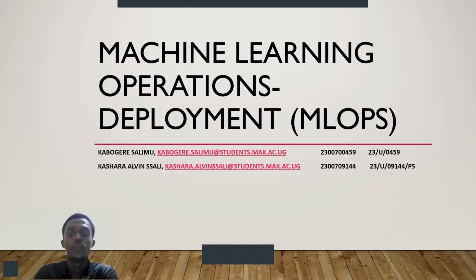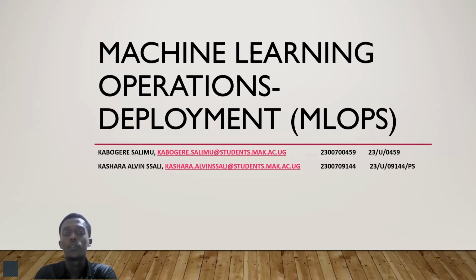My name is Kasha Alvin Sali, and we're doing a machine learning project called Generative Attention-Based Mechanisms for Fake Currency Note Detection. We came up with the most ideal model that we'll deploy, and I'll be taking you through the first parts of this presentation, covering the machine learning operations and then the deployment. My fellow colleague will come in later to talk about the remaining part.